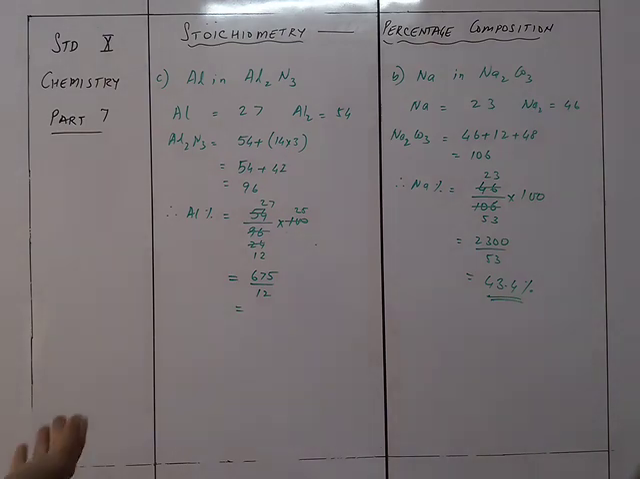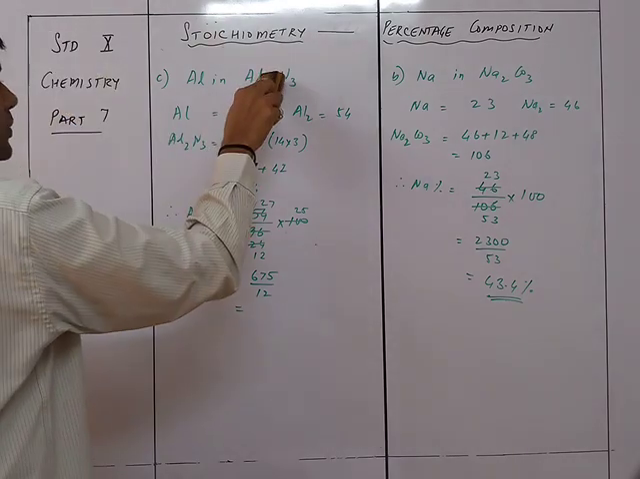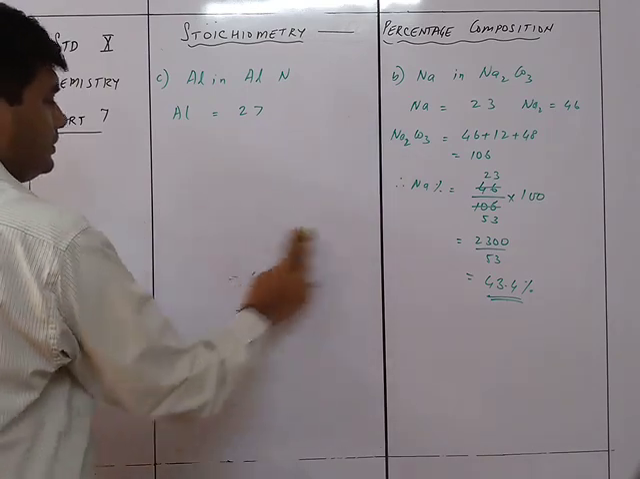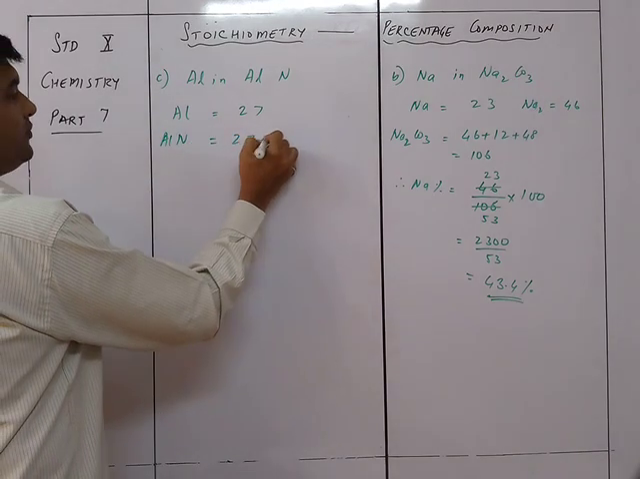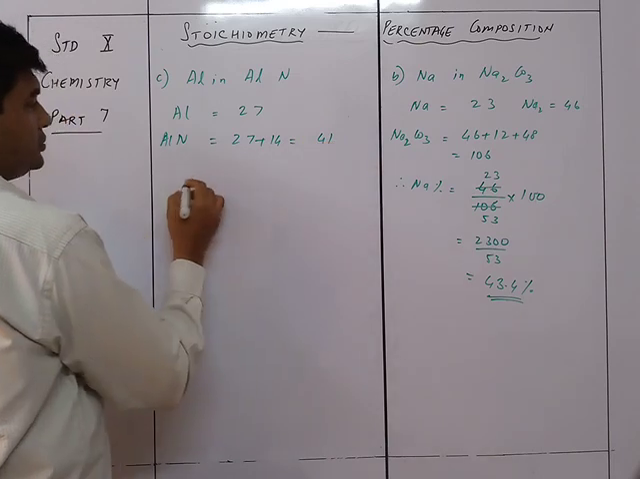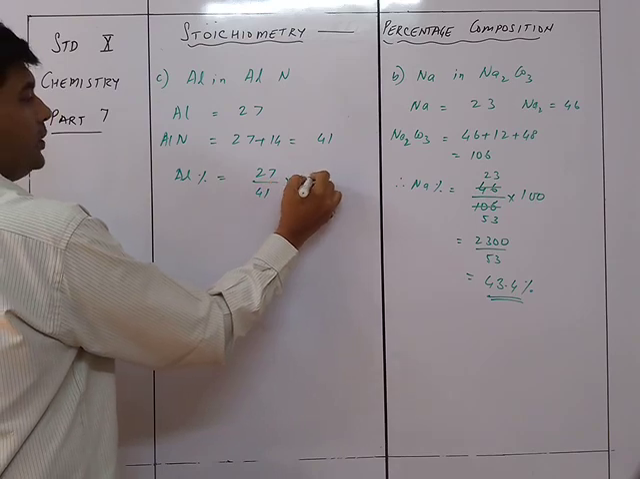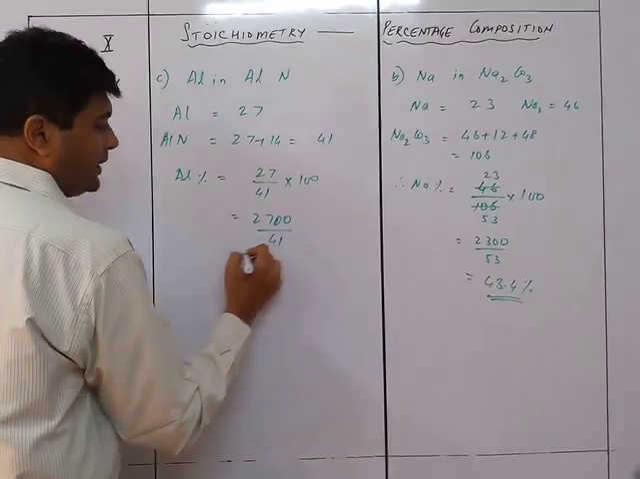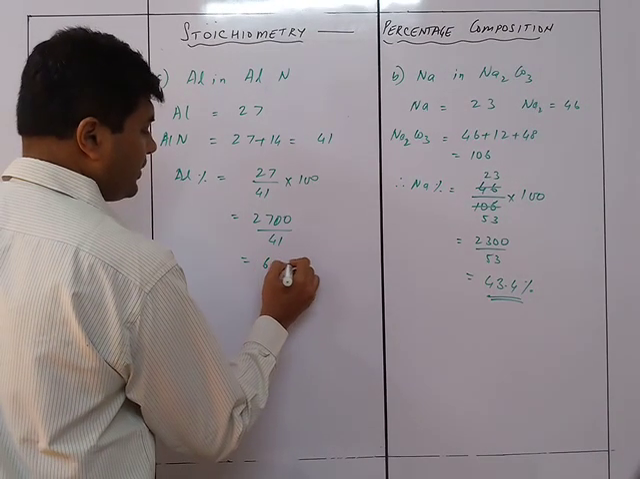Okay, I have made a very big mistake over here, and that is the formula for aluminum nitrate itself is wrong. I don't know why I took this thing. It is AlN. So AlN will be equal to 27 plus 14 is equal to 41. So we have Al percent is equal to 27 upon 41 into 100. Okay, so it's 2700 upon 41. So when you take 2700 divided by 41, we get 65.85%.